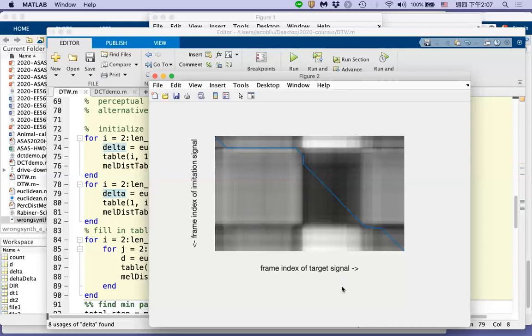Is it finding a global optimum, or is it finding a local optimum path? I believe it's global. Yeah, I believe it's global, subject to the rule that the path can only go to the right, to the bottom, or 45 degrees. But I might be wrong.